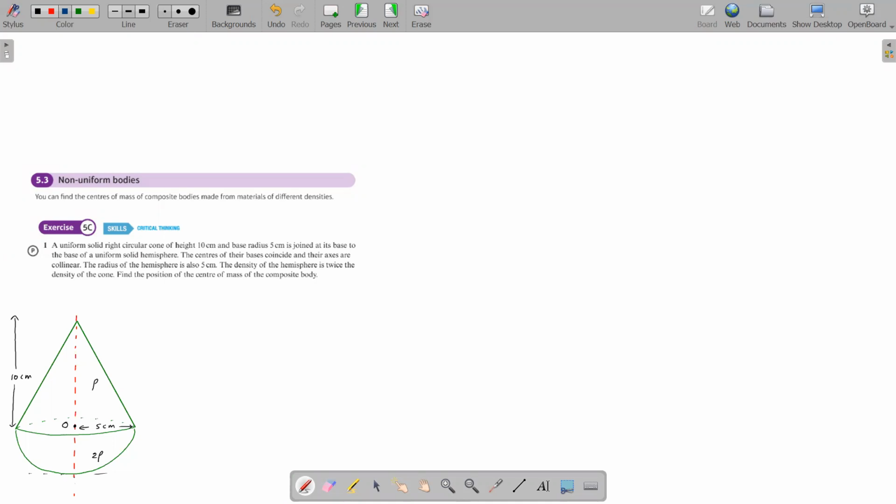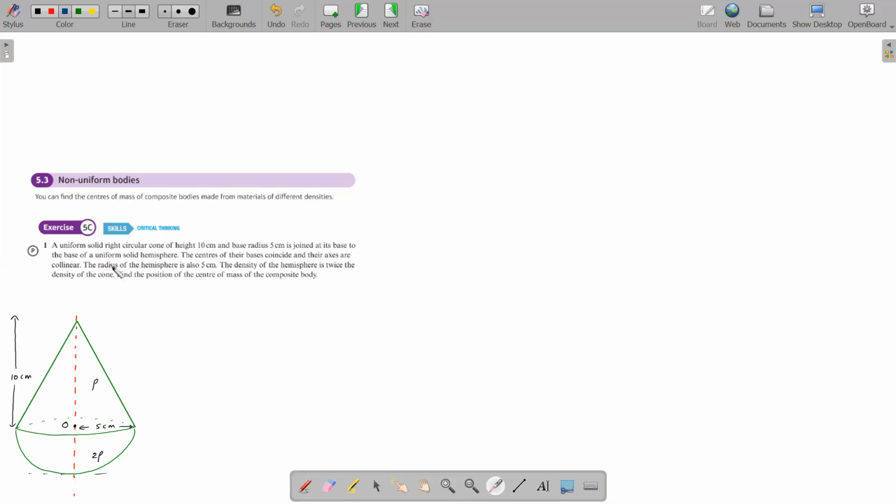All right, so we will move now on to the last part of the lesson, non-uniform bodies. So how do we find the center of mass of non-uniform bodies? Basically, non-uniform means the body is made of materials of different density. So that's what they mean by non-uniform. Let's see how it's done. It's actually really easy. Since now you know the basic principles of the lesson, it's really easy.